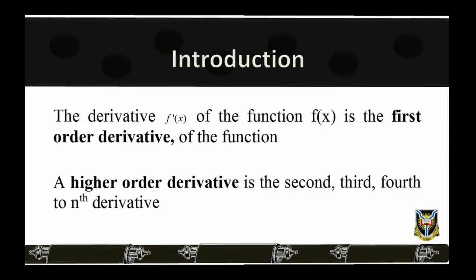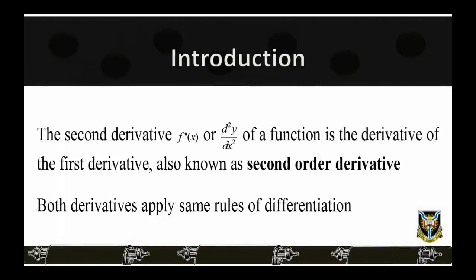Second derivative. The derivative f prime of x of the function f of x is often referred to as the first derivative of the function. The adjective first is used to distinguish this derivative from other derivatives associated with the function. The second derivative function f prime prime of x, or d squared y by dx squared, of a function is a derivative of the first derivative. This is done by applying the same rules of differentiation as were used in finding the first derivative.